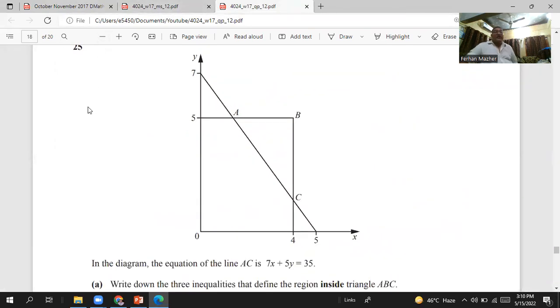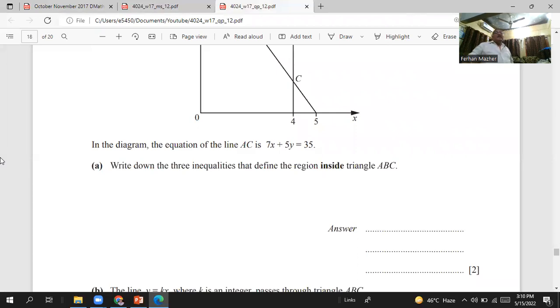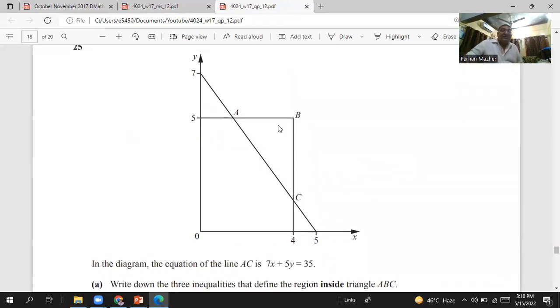So in the diagram, the equation of the line AC is 7x plus 5y equals 35. So I know the equation of the AC line is 7x plus 5y equals 35. He says write down the 3 inequalities that define the region inside the triangle. So this line is a vertical line, so its equation is x equals 4. This line is a horizontal line. Its equation will be y equals 5.